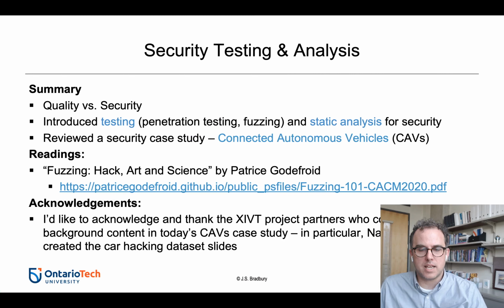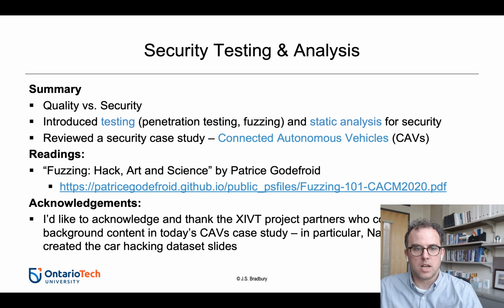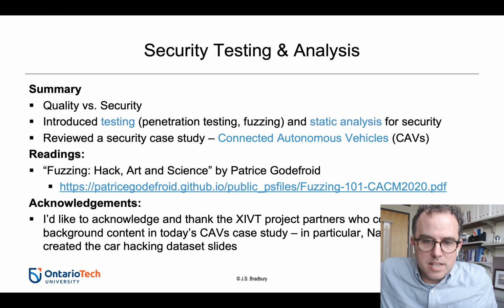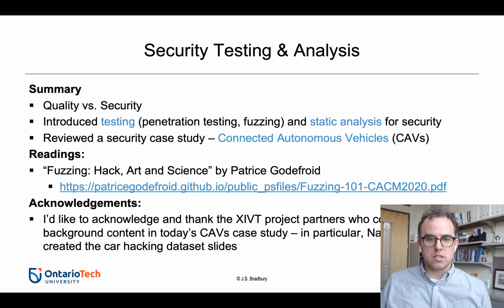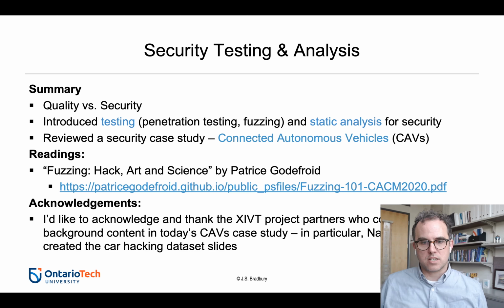So, in summary, what we've talked about today is the role security has to play as being part of quality. We've also introduced testing, primarily penetration or pen testing and fuzzing, as well as security analysis, as two complementary general strategies or approaches to identifying security issues in software. And we looked at a security case study where we did a bit of an in-depth dive on connected autonomous vehicles and the challenges with detecting attacks and being resilient to attacks that happen at the low level of the CAN bus.